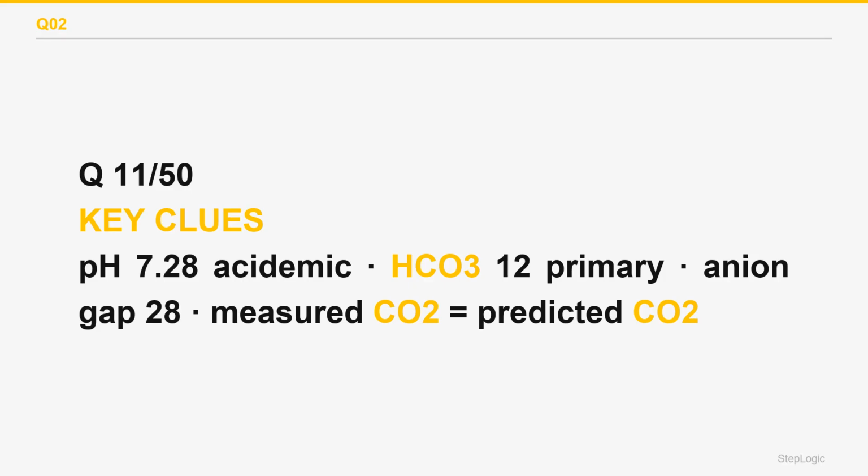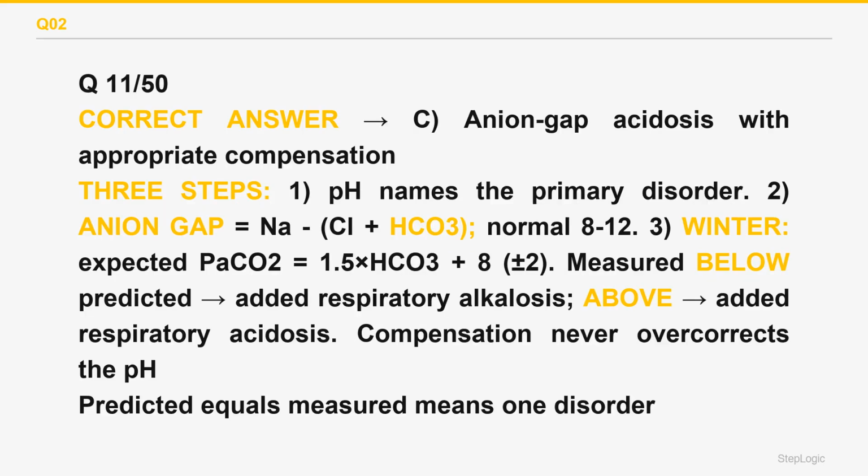Finally, Winter formula predicts the PaCO2 the lung should achieve: 1.5 times the bicarbonate plus 8, which gives 26. The measured PaCO2 is exactly 26, so compensation is appropriate and no second primary disorder is present. Choice A would require the measured CO2 to be lower than predicted. The correct answer is C.